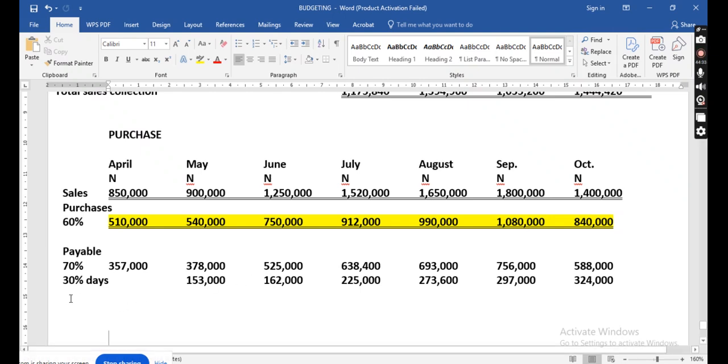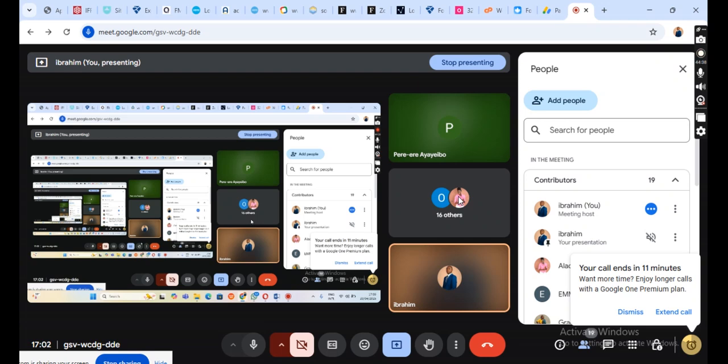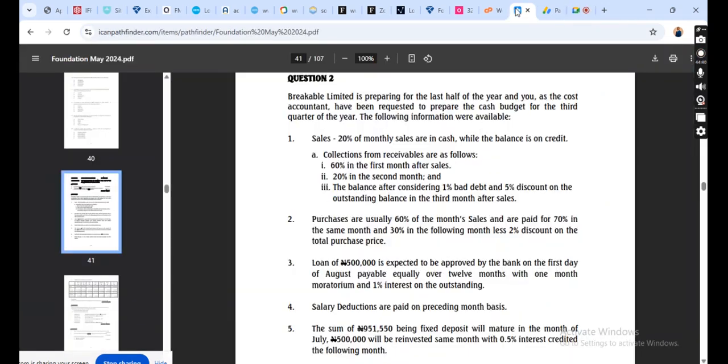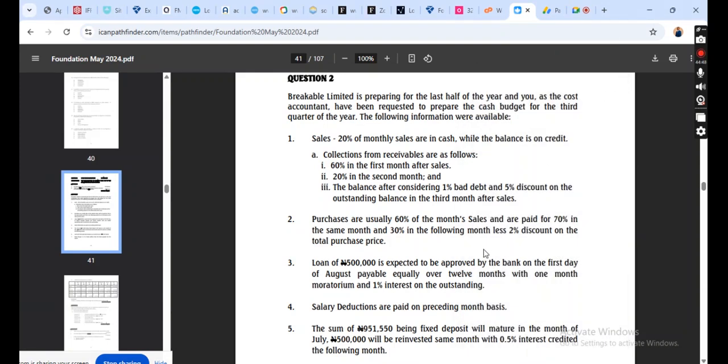Okay. 1% on the total what? On the total purchase, right? 1%, I'll be 2%, and 30% in the following month, less 2% discount on the total purchase.